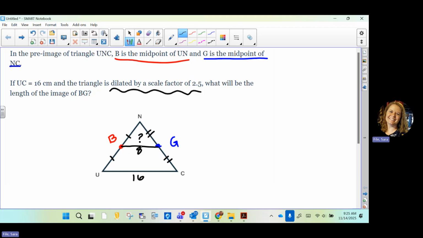So your answer is not 8. That's prior to the scaling. So now we have to multiply the 8 by 2.5. Does that make sense? Yes. Your other option is to scale first. You could take 16 and multiply it by 2.5 and then take half. You could do it that way as well. That would work too.